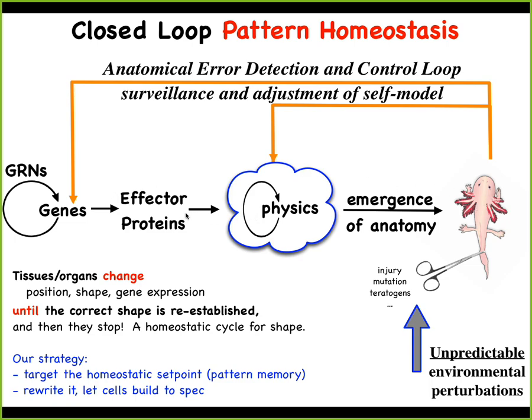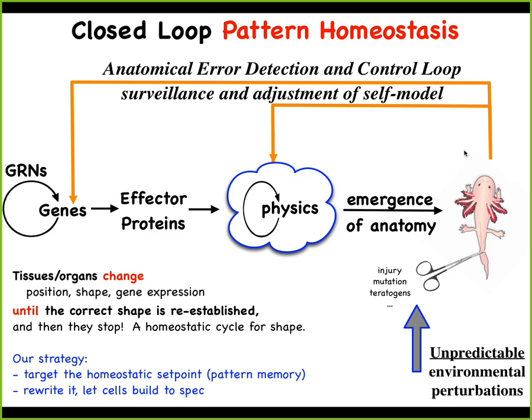What exists on top of this emergent dynamic is a set of feedback loops, which, if this system is deviated from the correct shape, and that could be through injury, mutation, teratogens, whatever, these feedback loops kick in both at the level of physics, which is what I'm going to show you next, and the level of transcription, to try to get back to the correct state.